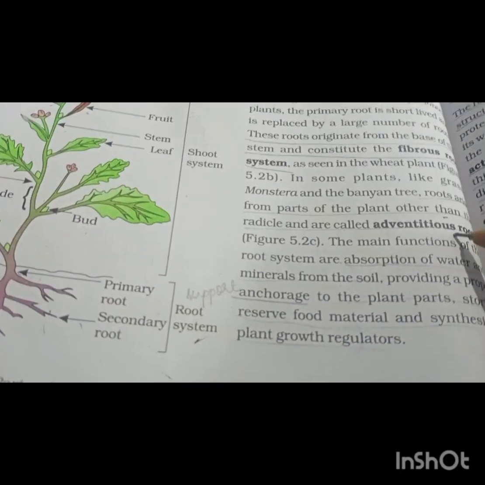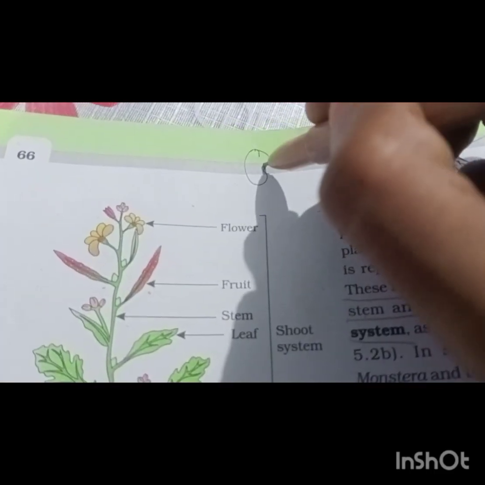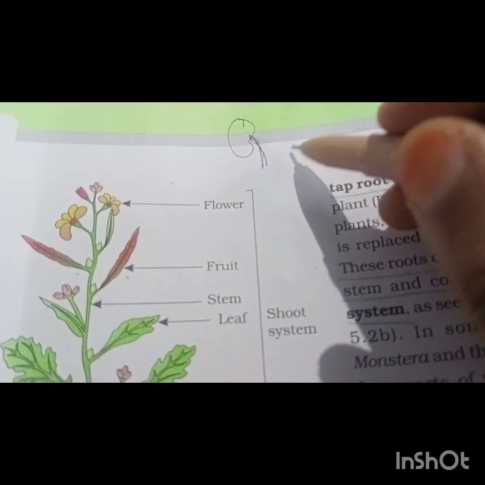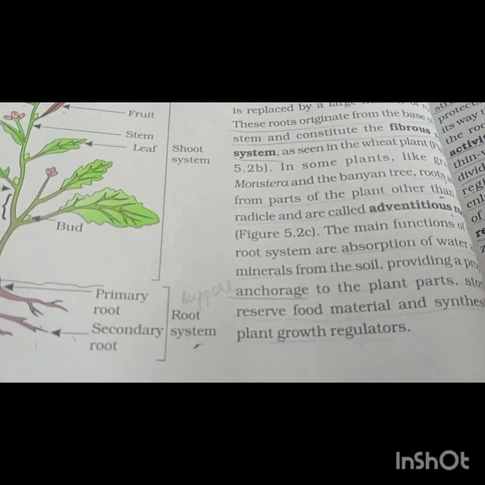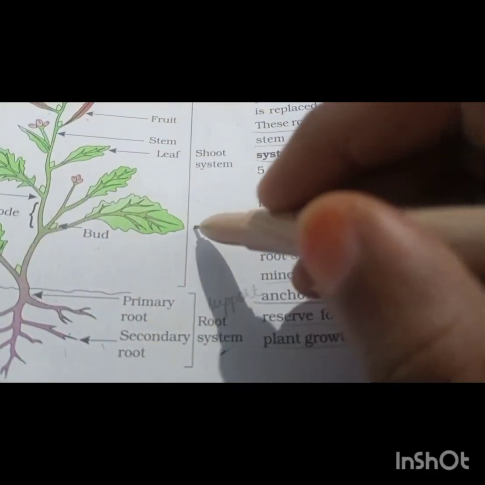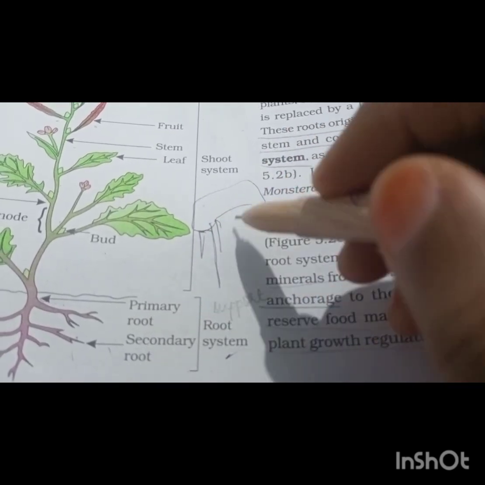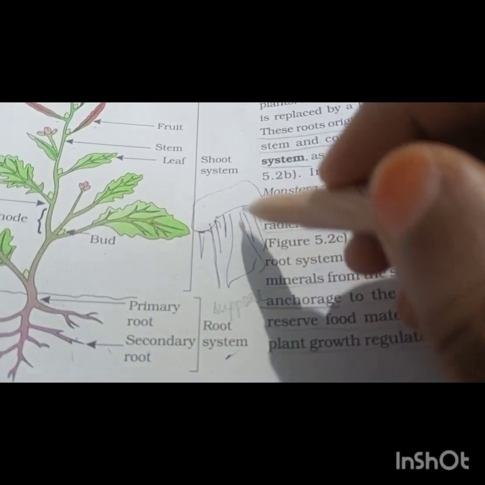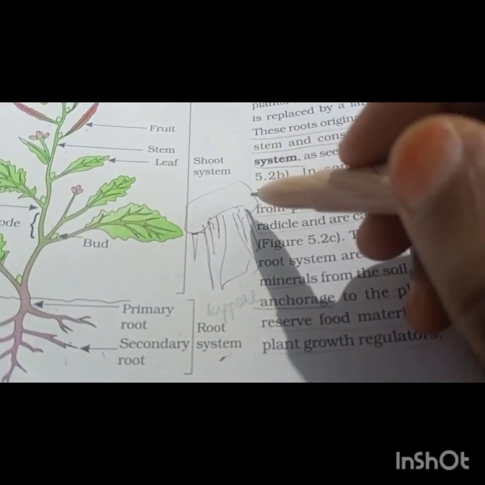In some cases, there are some cases where roots arise from parts apart from the radicle. So in the seed, the part which is pointing downwards is the radicle, and the radicle will develop into root, as I have said before. But there are some cases where the roots will develop apart from the radicle. For example, banyan tree. So if you take a banyan tree, you can see roots hanging. Apart from the main trunk, you can see the roots hanging here and there. So it is not arising from the radicle, it arises from the branch instead.